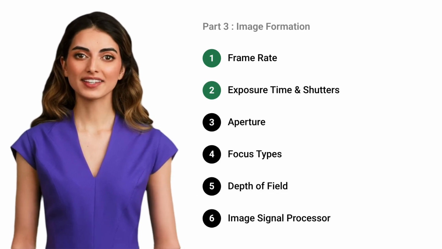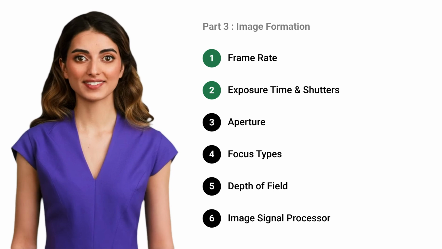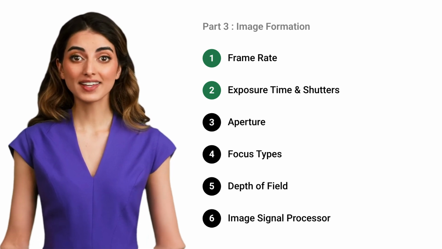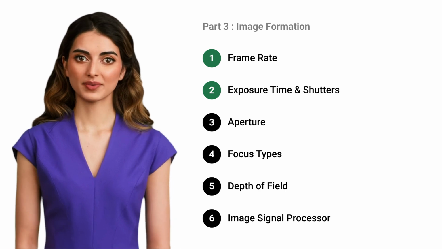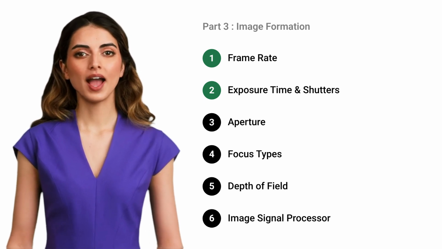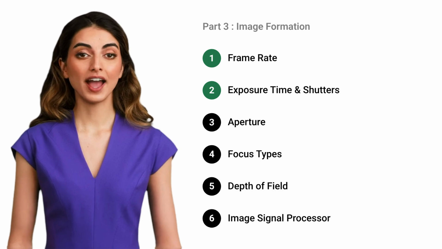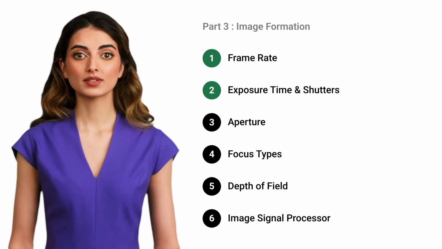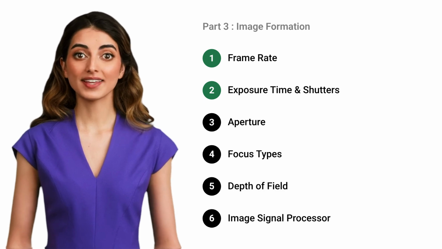We have now completed exposure time and shutter types. Let us move to the next topic, lens aperture. We will explore how the aperture controls the amount of light entering the camera and how it influences image brightness, sharpness, and depth of field.